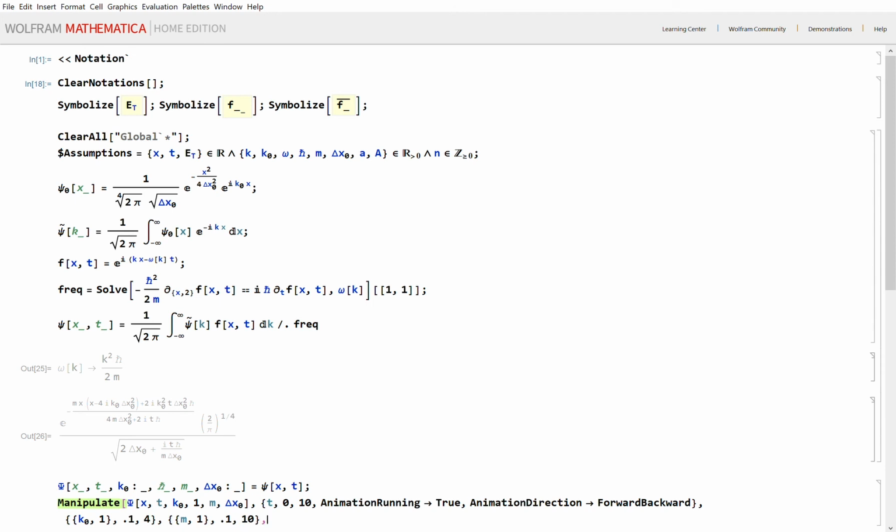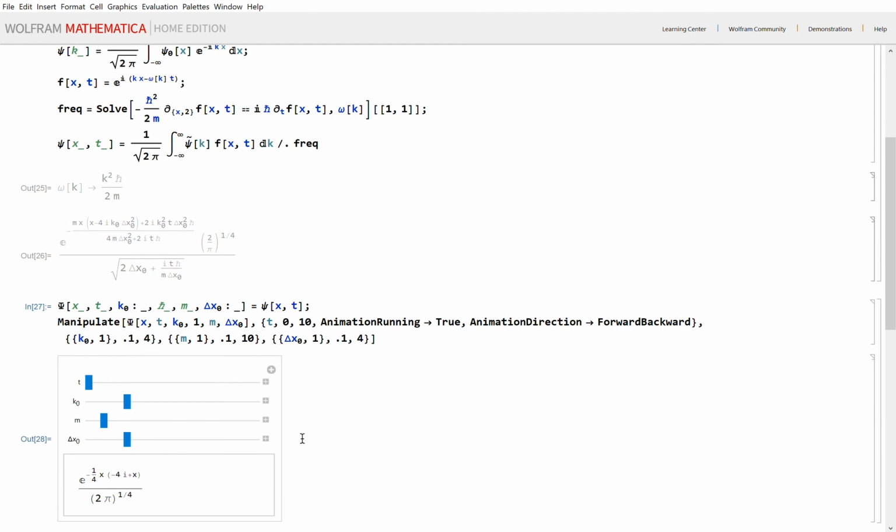All right, that looks good. And then let's do one for our initial uncertainty in position. Again, we'll start it at 1. We'll just go from 0.1 to, let's say, 2. Let's try 4. All right. I think that's everything. Let's see if this all plays out.